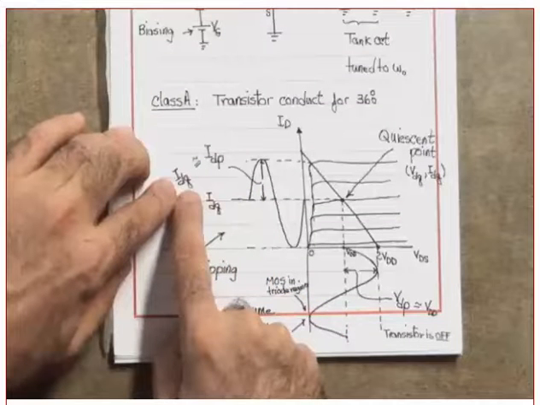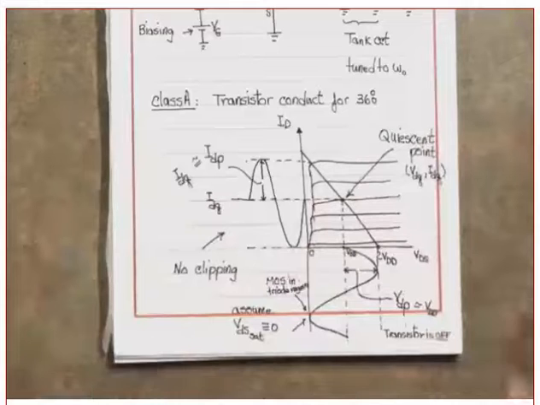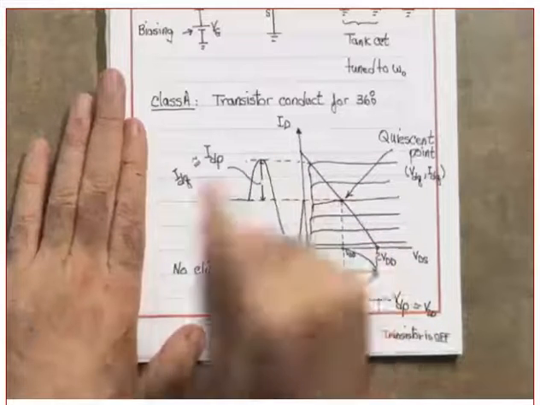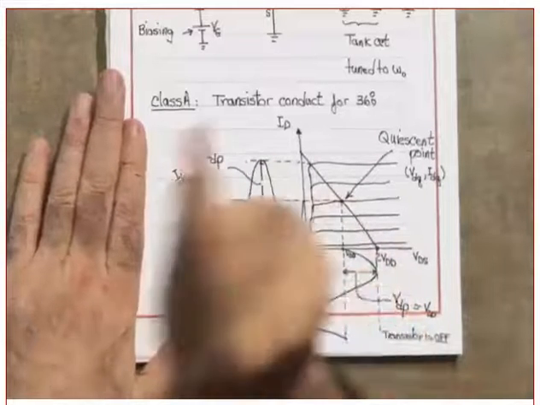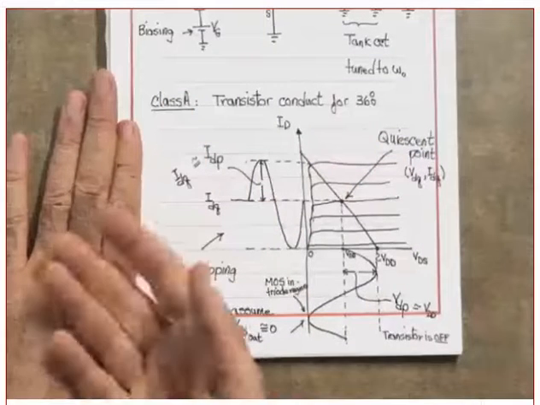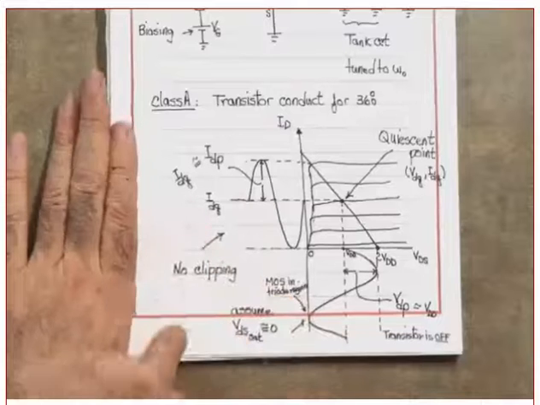Now, is it almost equal to IDQ? Why? Because I am assuming that there is no clipping. Is this a pure sinusoid or not? Now, in reality, will there be a little bit of clipping? There will be a little bit of clipping from the top because this one does not reach all the way to here. Did you get my point or not? There is a little bit of clipping, but this one is almost equal to this.